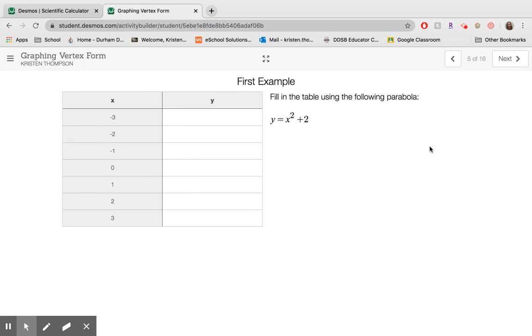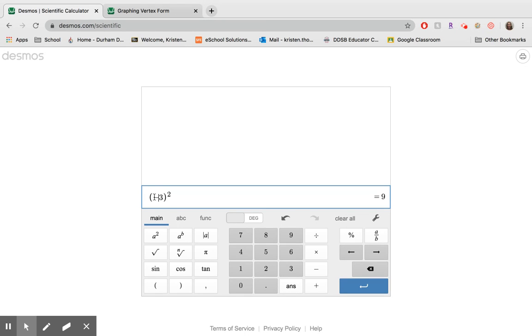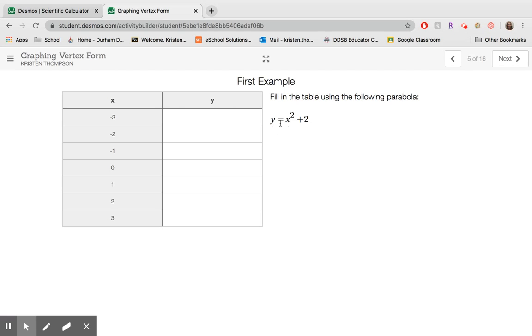Okay, let's try our first example. So now we have parts that are going to be added on to our basic parabola. Our basic parabola was just the x squared. Now I have x squared plus 2. So if I had a value of -3, we knew that -3 squared, where we put it in brackets, is equal to 9. So we do 9 here plus 2, that gives me 11. Negative 2 squared was 4, plus 2 is 6. Negative 1 squared was 1, plus 2 is 3.